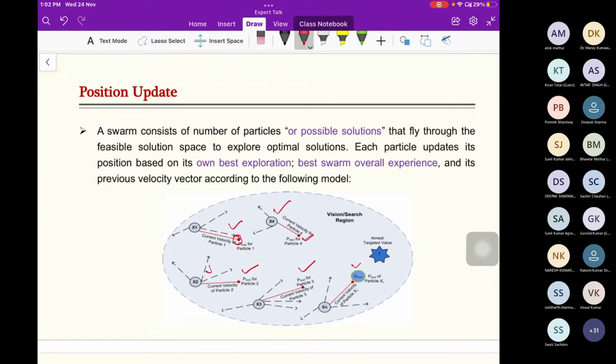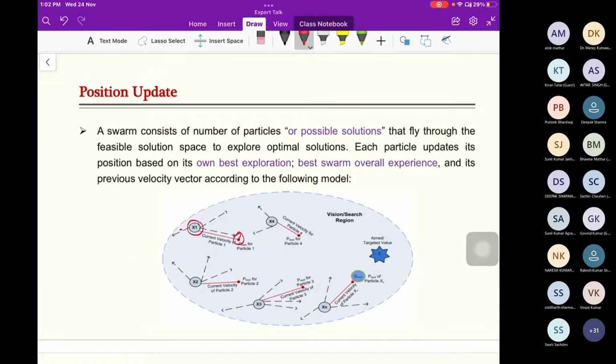Like this, the n particles are moving in this one direction. Which one is the closest to the target? xn is the closest. So we can say this position is the best position, a different position.